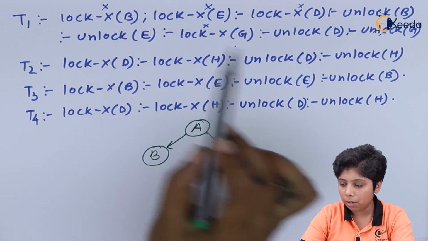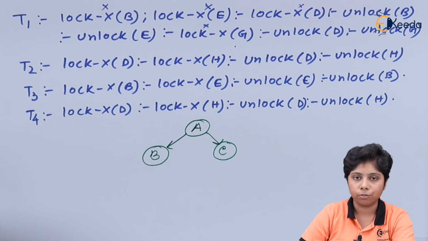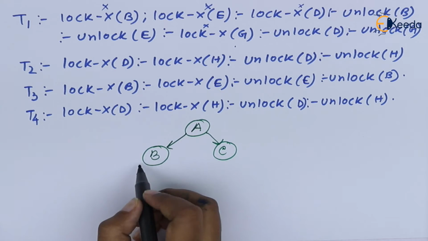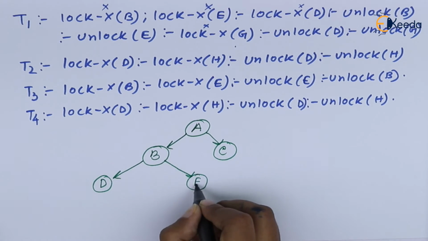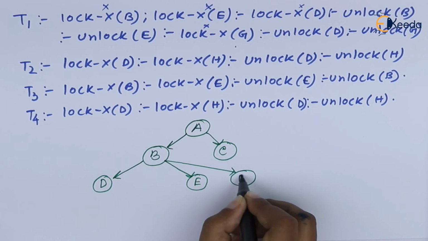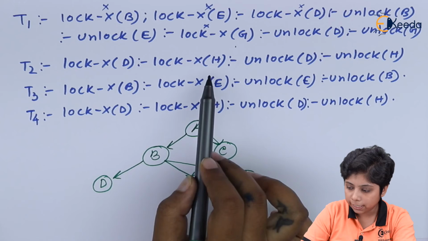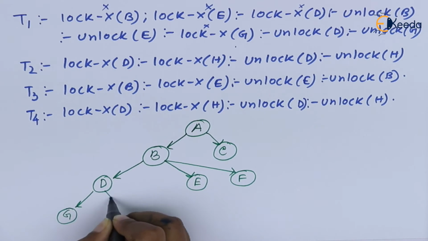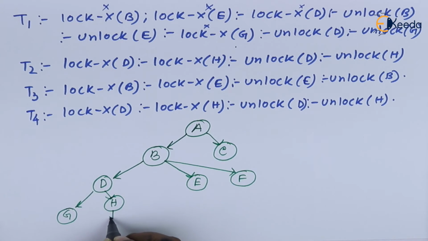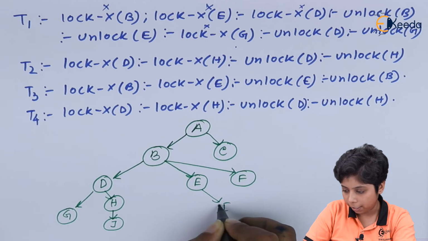Now after this B, we have E, F, and I also. Now after D, we can see there is H also. Now after H, we have G. And after E, we have I.